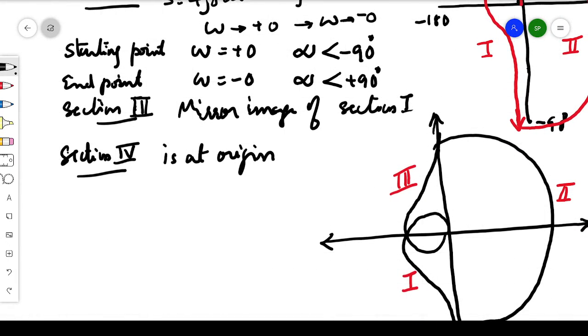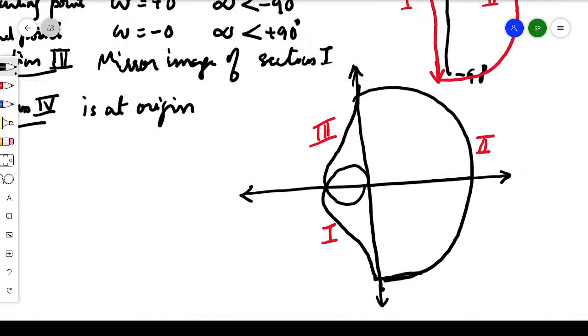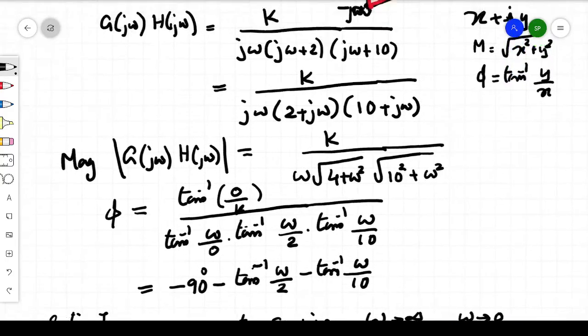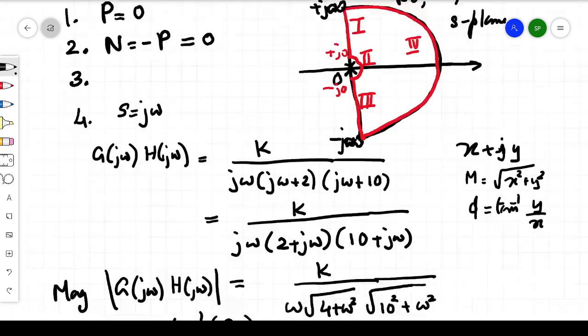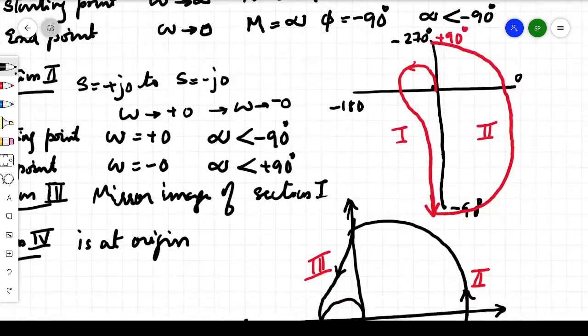Now the next step is, what is the Nyquist stability criteria? Now we have drawn the Nyquist plot. Here we need to find the number of encirclements of the point minus 1 + j0. In this particular problem, there are no right-hand side poles, that means P is equal to 0. So N is equal to minus P, which gives the condition N is equal to 0. That means there shouldn't be any encirclement of this minus 1 + j0 point by this contour.